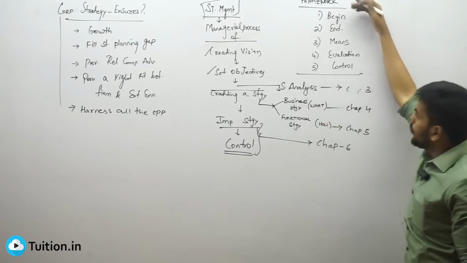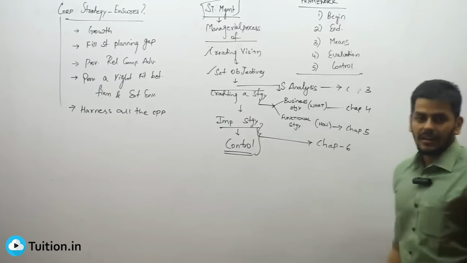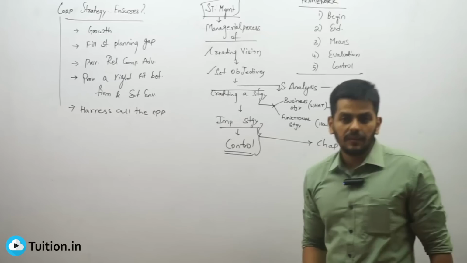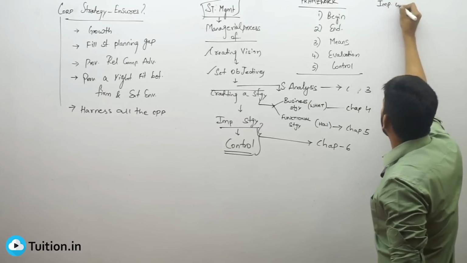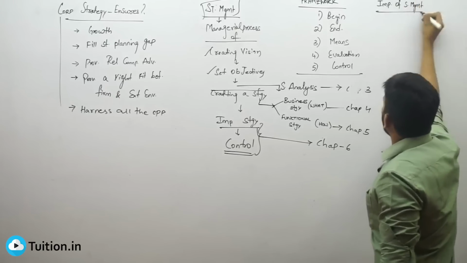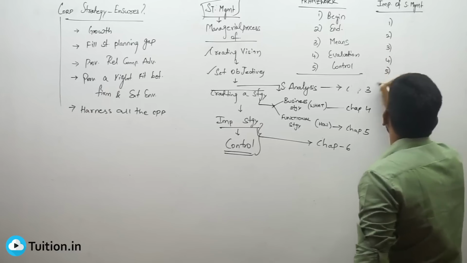Where are we now? Where do we want to go? How do we get there? Which way is the best? And how to ensure success by taking corrective actions is what is built into the framework. Then there is one very important short answer question, guys, which is called importance of strategic management. 5 points are there here, guys. Let me give you a quick insight of the 5 points.